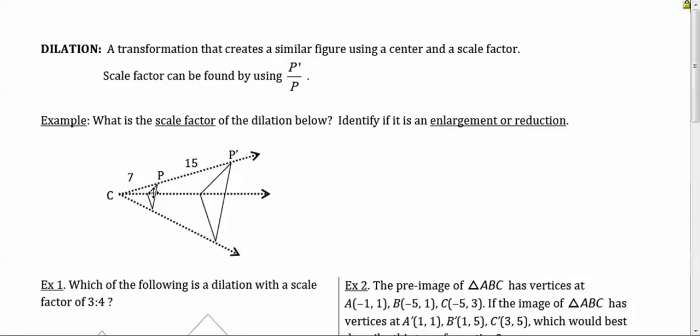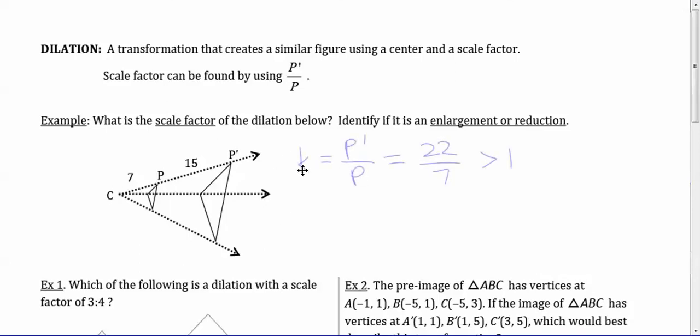So when I think about this, the scale factor is going to be the distance to P prime over the distance to P. So here's the center of dilation. The scale factor is going to be the distance to the P prime over the distance to the P. So from here to P prime, that's going to be 7 plus 15, so that's 22, over the distance from C to P, which is going to be 7.